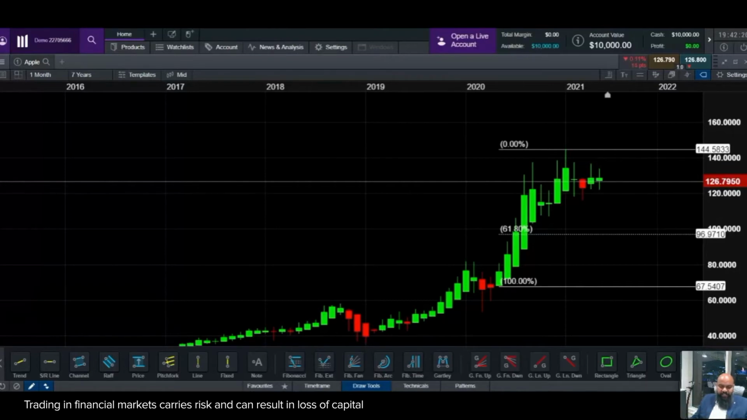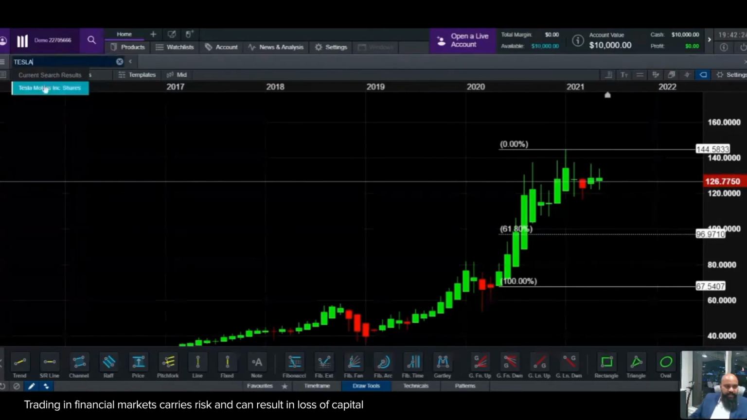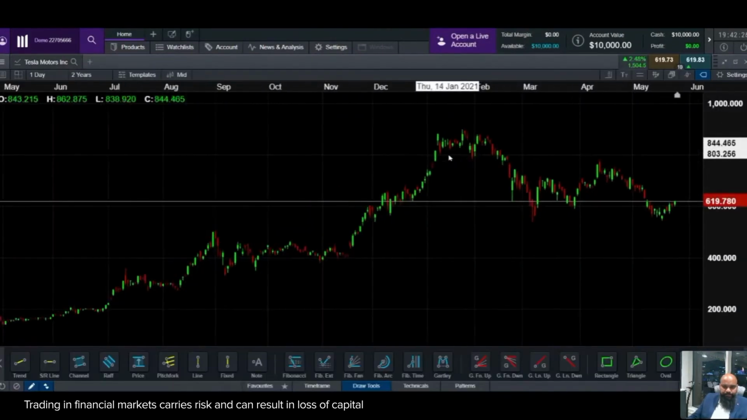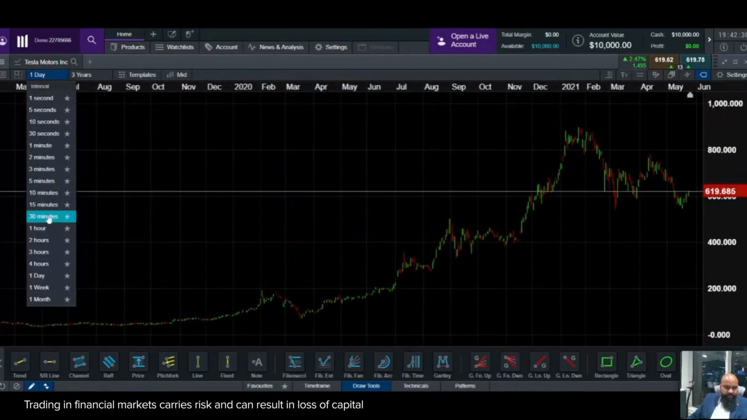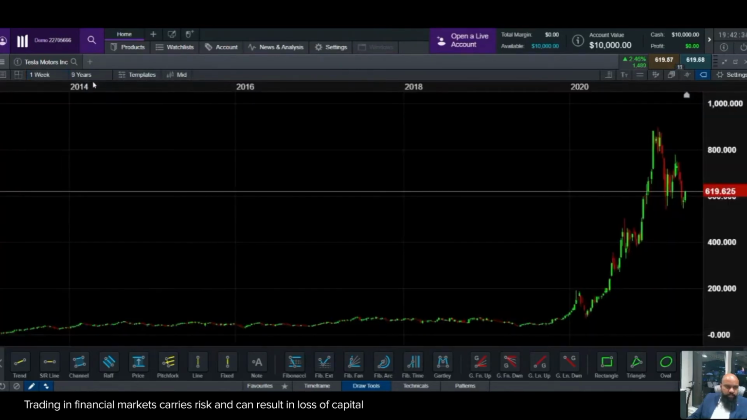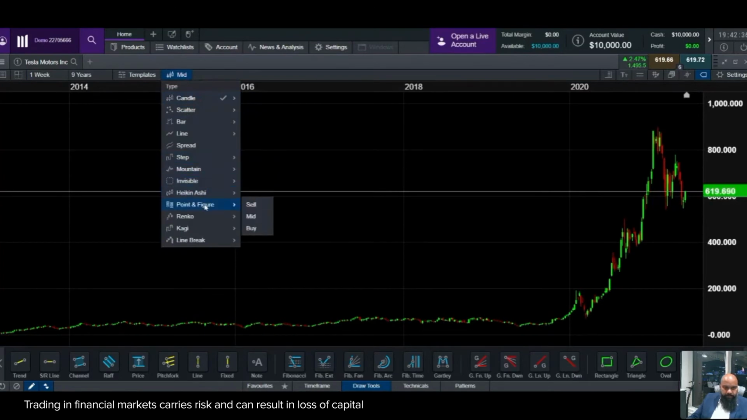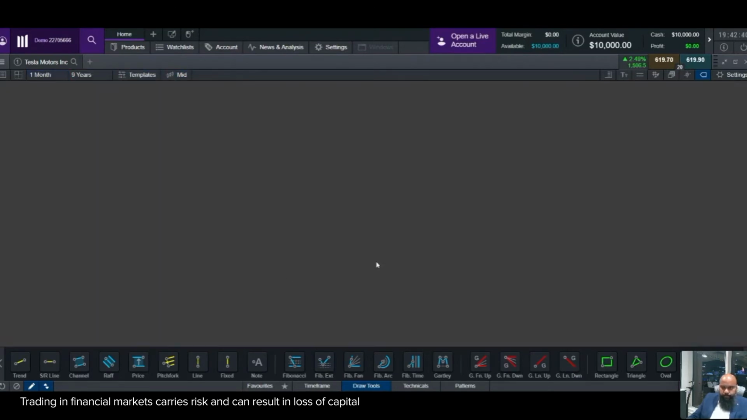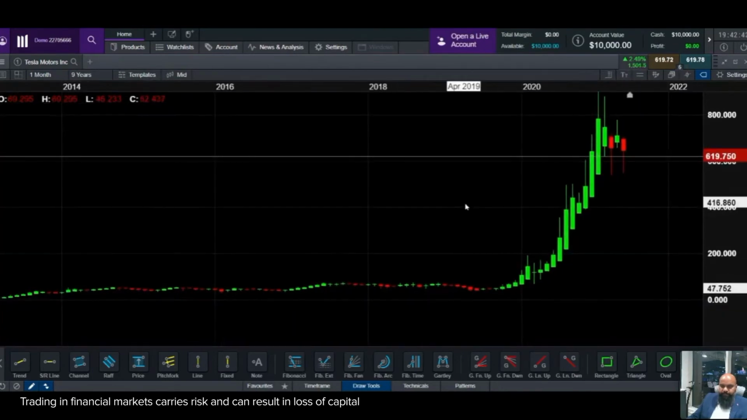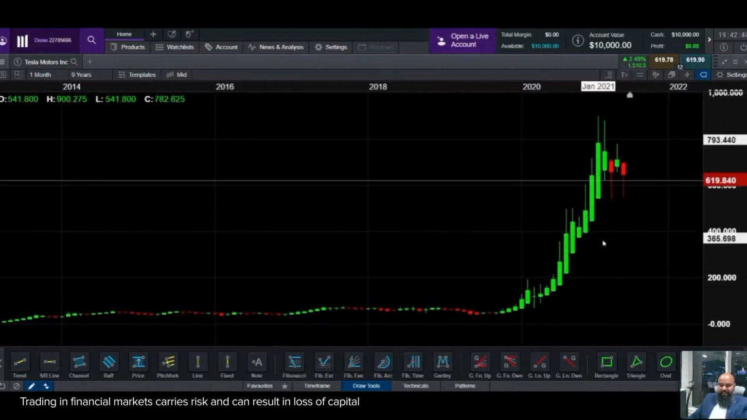Someone has asked for Tesla. Tesla again is a very volatile stock and pretty new compared to Apple, but we'll definitely try out Tesla as well. Let's go from a longer time frame to a shorter time frame. Perfect. So this is Tesla on a monthly time frame.